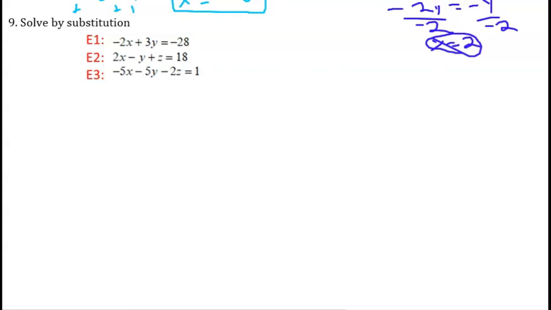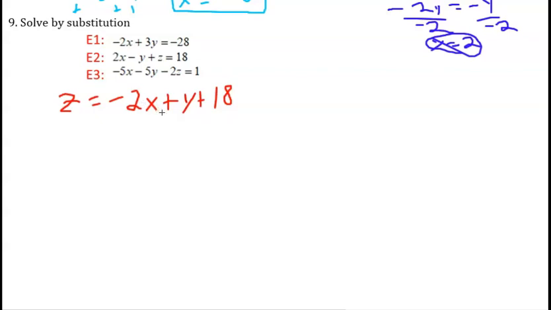So we want to isolate z, so we'll move everything to the other side. We have z equals negative 2x plus y plus 18. And we just subtracted 2x to the other side. We added 1y to the other side.